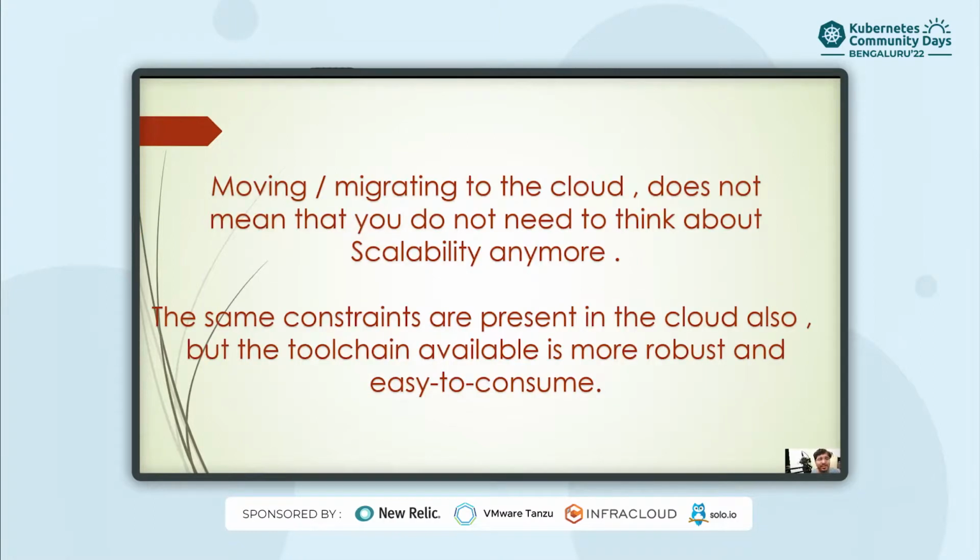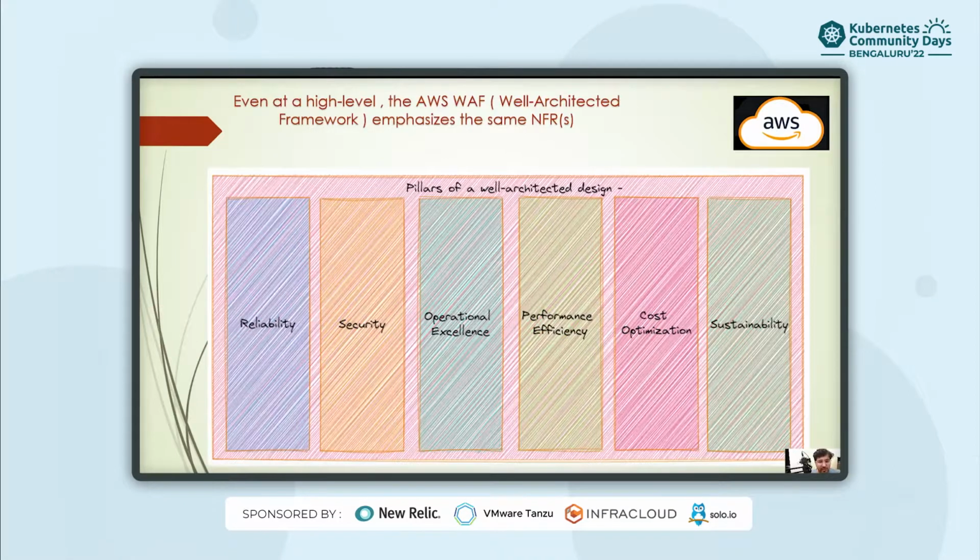So moving or migrating to the cloud does not mean that you do not need to think about scalability. You do not need to think about efficiency. You need to think about them even when you are in the cloud or you are in cloud native. The same constraints are present in cloud also, but the toolchain available is more robust and it's much easier to consume. Even if you see, for example, at a high level, the AWS well-architected framework, it has the same principles: reliability, security, operational excellence, cost optimization. These are all the same things. These are all the same non-functional requirements I was talking to you about.